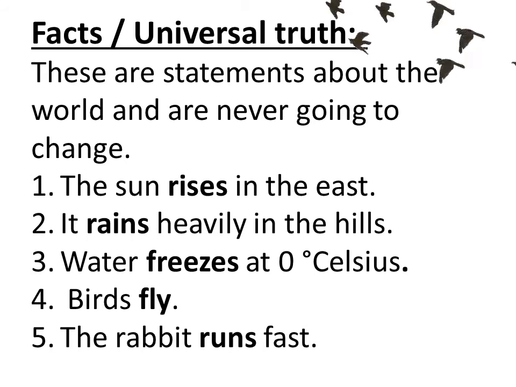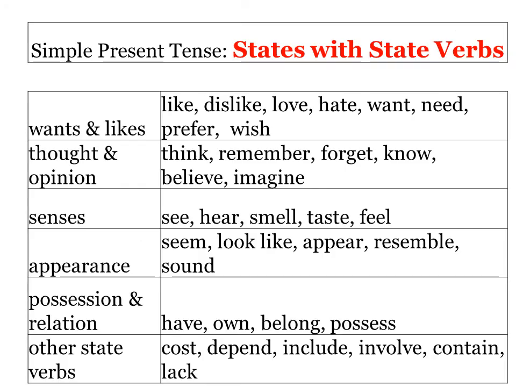Let's talk about the last topic of today, that is states with state verbs. This use of simple present tense is very important. To understand states and state verbs better, let's see a table first. Things that we see in this table are mostly intangible or abstract. To understand this better, we should understand the difference between activities and states first.